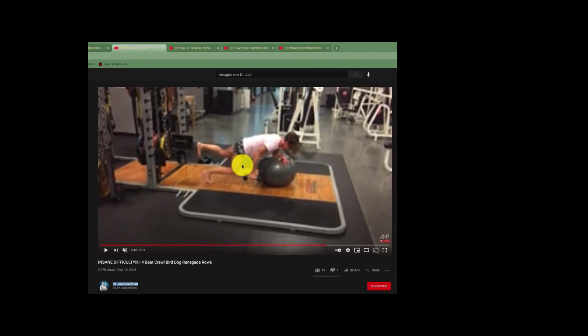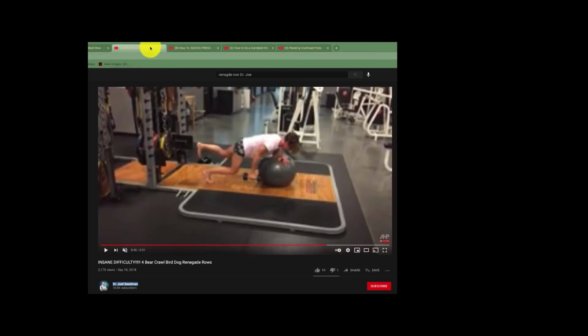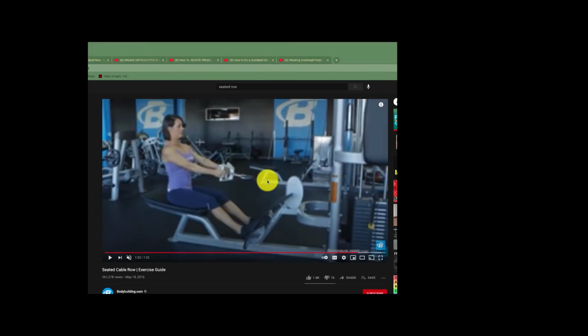Now, what's the downside to this? Well, this type of exercise, you're not going to be able to lift as much weight as this type of exercise. So the downside is here you would have the lightest amount of weight. Here you would have the second, this would be heavier, right? And then here you would be able to do much more weight.